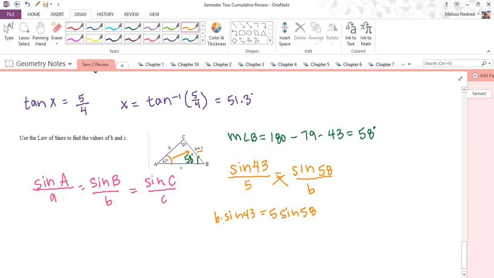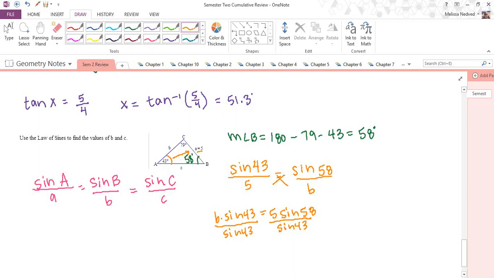So now to get B by itself, here we can divide. The difference here than the last one is that I do have a number with that sine of 43. It's not sine of B, in which case we'd use inverse sine. In this case, it's B times sine of 43. Sine of 43 is just a number. So I'm going to divide both sides by sine of 43. And that's something that you should be able to put in your calculator. 5 times sine of 58 divided by sine of 43.